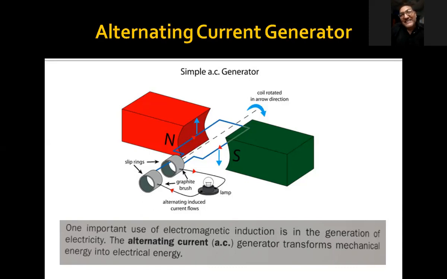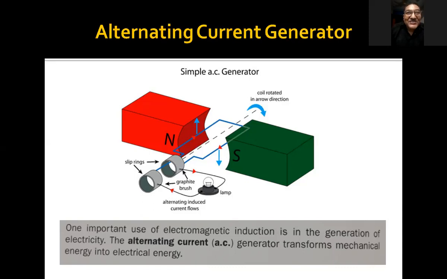So the basic structural components of a generator are: we have a coil, we have permanent magnets, the coil is mounted on an axle, and by the axle we can rotate it. We have slip rings, and there are two slip rings.